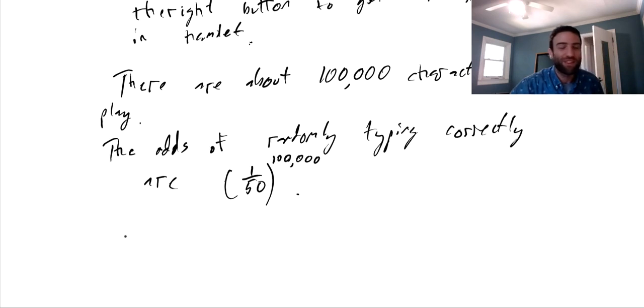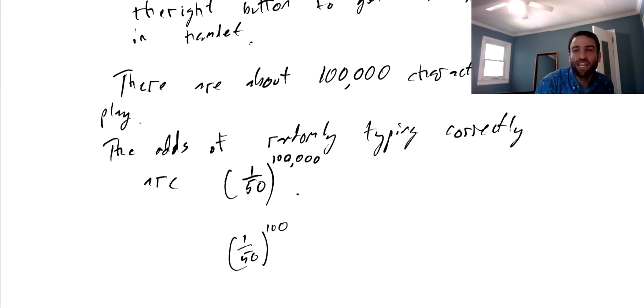To show you just how small a number this is, one way we can think about this is 1/50th to the power of 100. So what are the chances of even getting 100 characters in a row correct in Hamlet? This is something like 1.2 times 10 to the minus 170, okay?